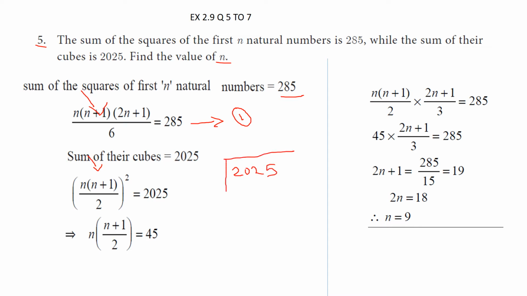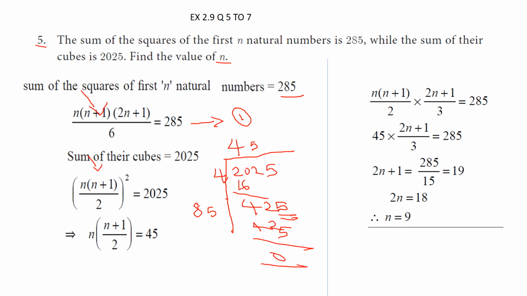So 4 4s are 16. 20 minus 16 is 4, and 25 is carried down. Here, double it: 4 2s are 8. And here you see the last digit is 5, so I put 5 here. 5 5s are 25, 5 8s are 40 plus 2, 42. So 0. So the square root of 2025 is 45. This is the second equation.